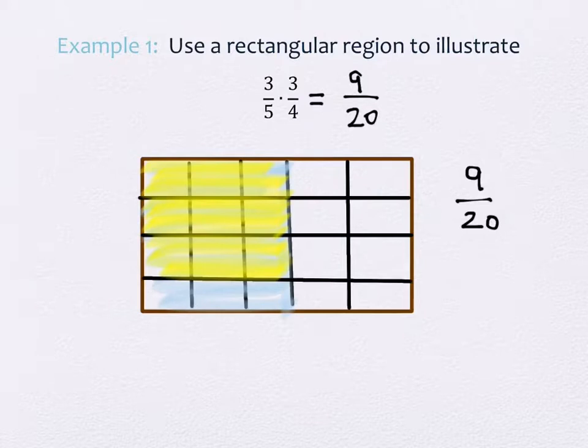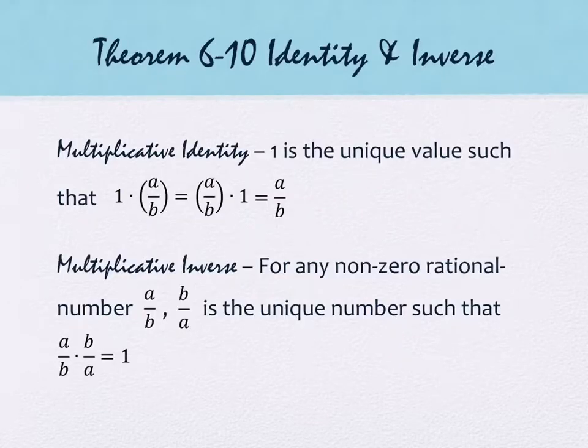So I'd like to talk with you through a few different equality arguments, theorems that are present with multiplication. The first one is the multiplicative identity. 1 is the unique value such that 1 times any fraction is equal to that fraction times 1, which is equal to the fraction you started with. Multiplying by 1 doesn't change anything. It's an identity element.